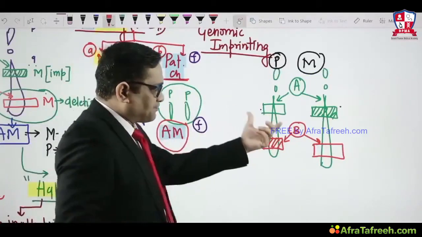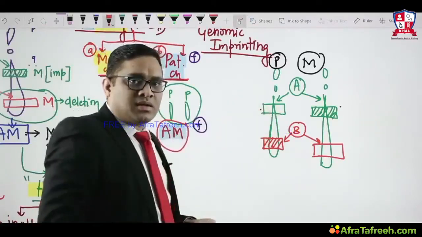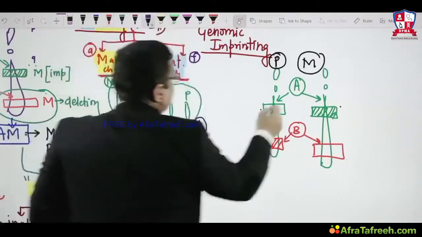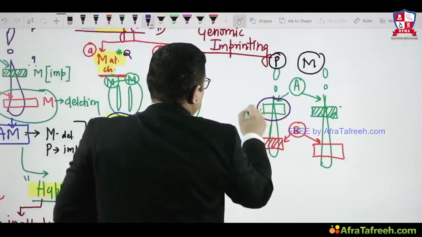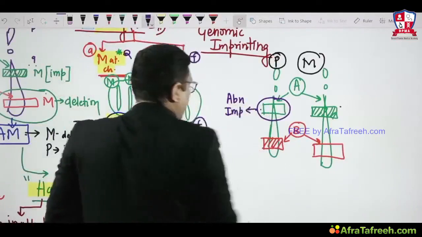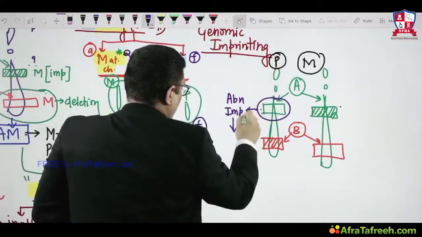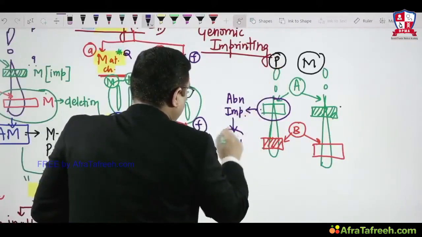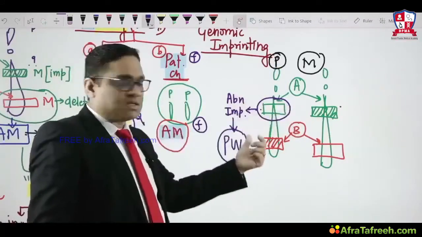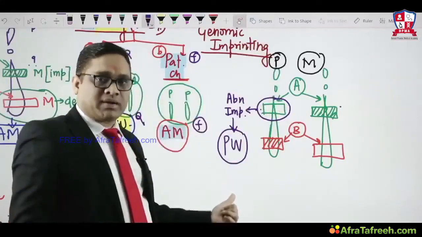But suppose this normal functional paternal allele is getting imprinted. See, this is normal, it should be functional, but suppose it is abnormally imprinted. So now I am going to show you abnormal imprinting. When they are imprinted, this will be abnormal imprinting. Same rule, paternal imprinting, Prader-Willi syndrome. So this is how we see that in normal imprinting one will be functional, but when the remaining normal paternal allele is also imprinted, it gives rise to Prader-Willi syndrome.